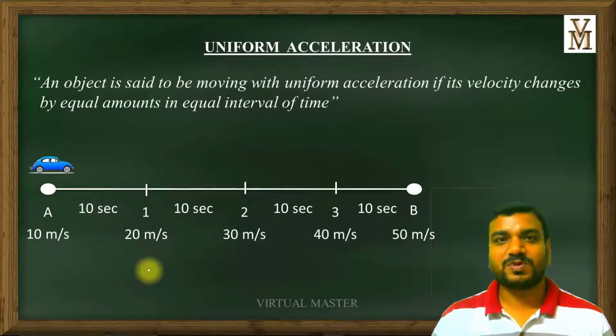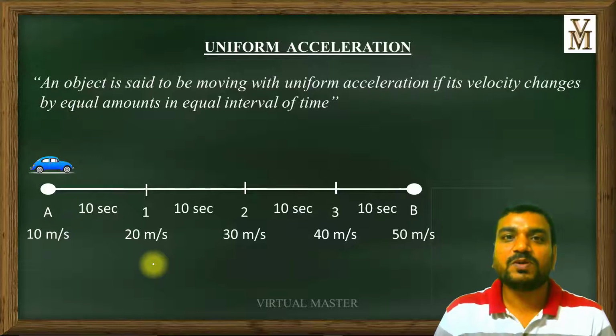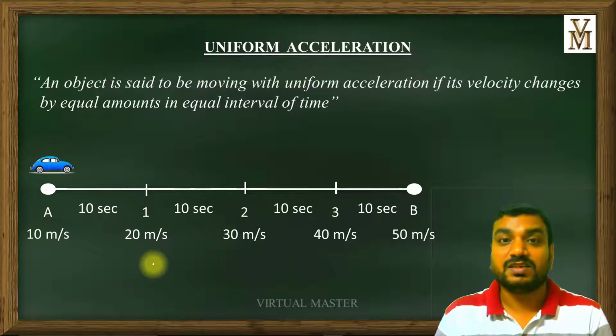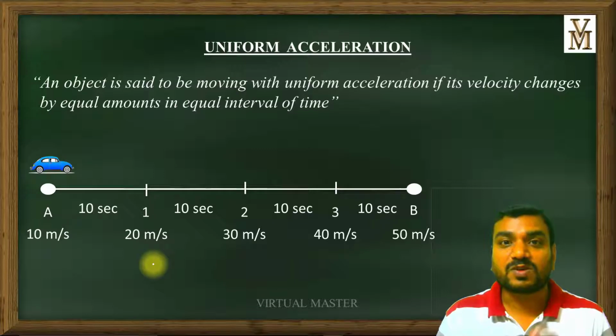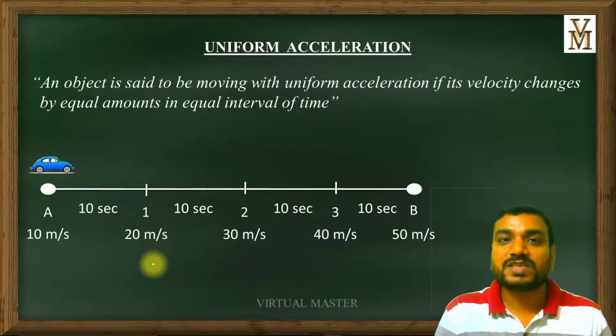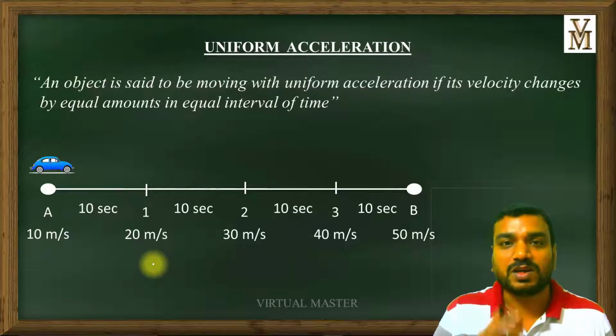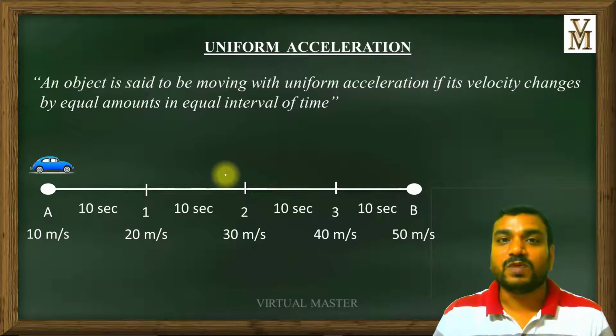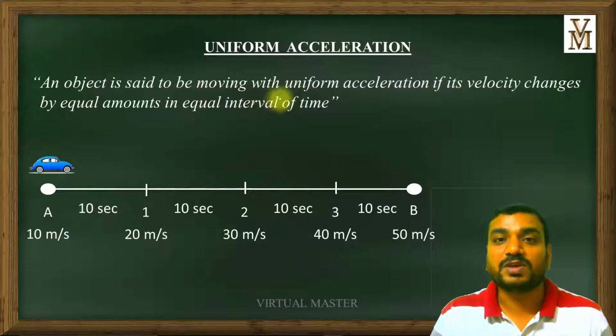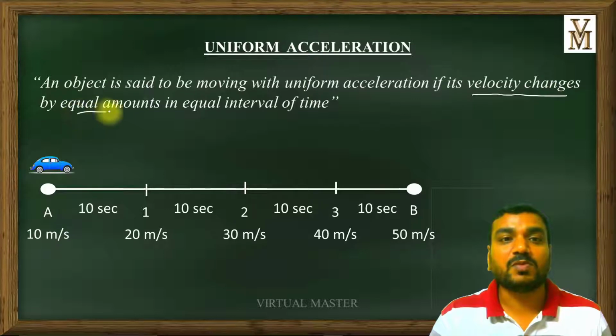Now let us discuss uniform acceleration of the object. Now what do you mean by uniform? Uniform means same or constant. An object will be having constant acceleration only if its velocity changes by equal amounts in equal intervals of time. An object is going to have uniform acceleration if its velocity changes by equal amounts in equal intervals of time.